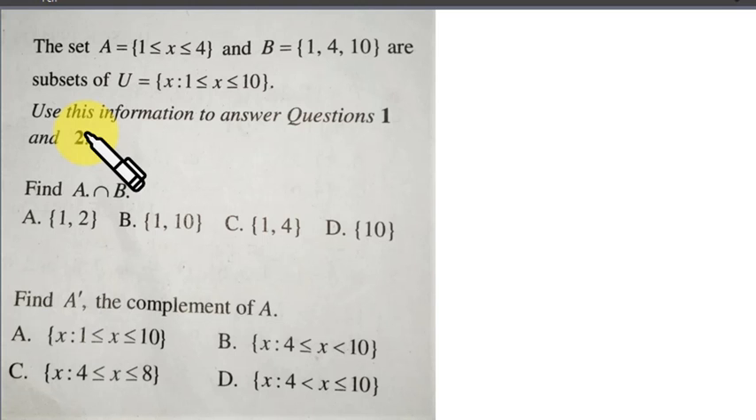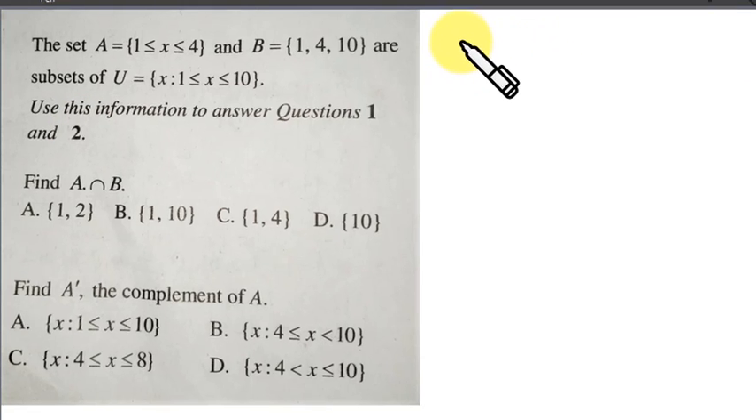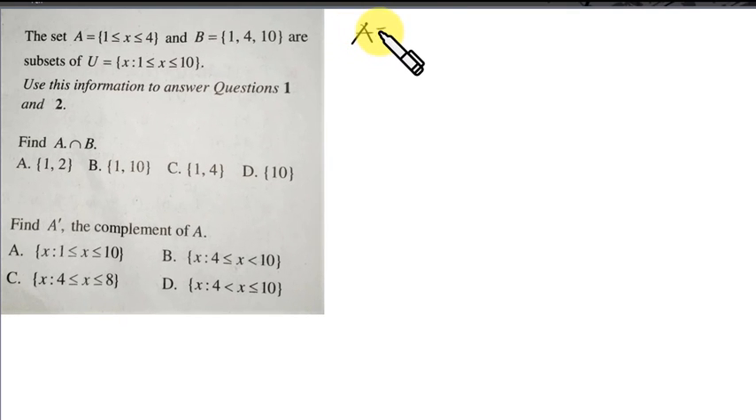We have two sets, that is set A and set B, and these two sets are subsets of the universal set. So let me write down the two sets. The first one is the set A, and the set A says that x is greater than or equal to 1 but less than or equal to 4. So what we're going to do here is to list the elements or members of the set A. Before I go on to the set B, let me list the members of set A.